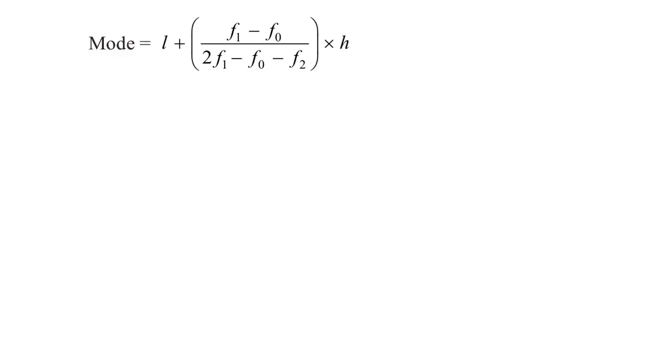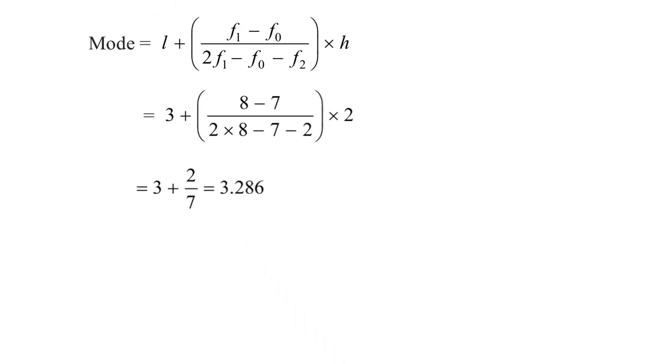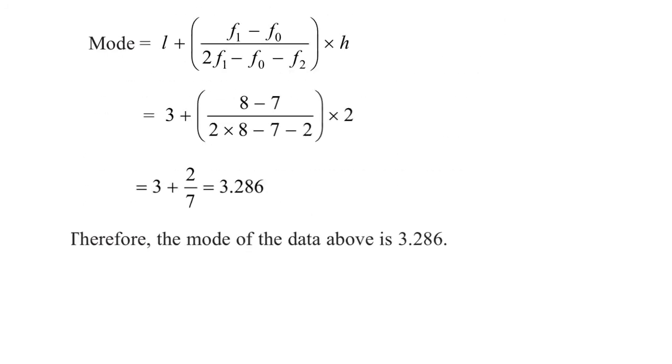So this is the formula of the mode: L plus f1 minus f0 over 2f1 minus f0 minus f2 times h. We already know what the variables are, so we plug in the variables over here and then simplify, and we get the mode as 3.286. So therefore the mode of the data is 3.286. Very easy problem. The only thing is you need to remember the formula, you need to know what each variable stands for, and then figure out the values of those variables and plug it into the formula and get the mode of the group frequency table.